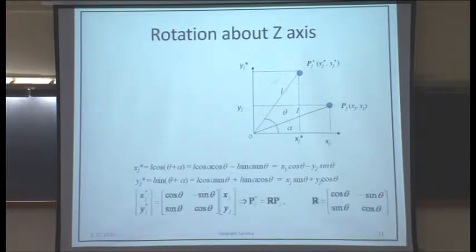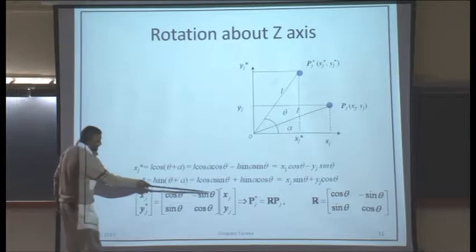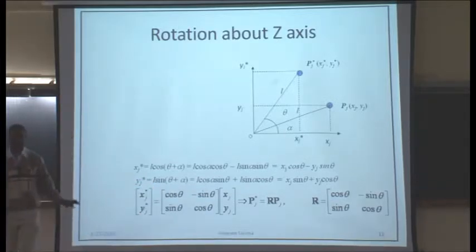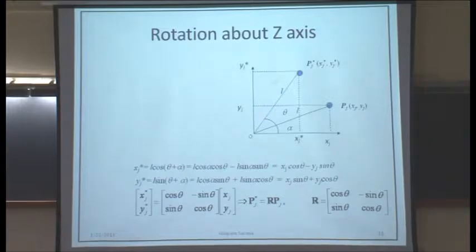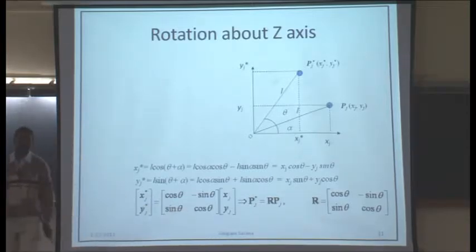And in matrix form, you can write xj star, yj star equals cosine of theta, minus sine of theta, cosine of theta, times xj, yj. That is something that I think you may have come across before. You have? Okay. So far so good. So this matrix is called the rotation matrix: cosine of theta, minus sine of theta, cosine of theta.